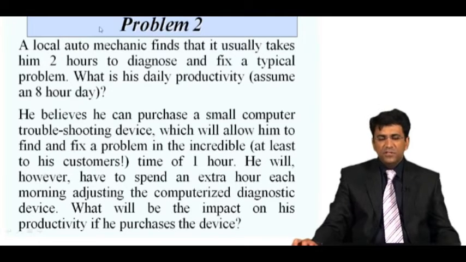This is another example, students. A local auto mechanic finds that it usually takes him 2 hours to diagnose and fix a typical problem. What is his daily productivity? Assume an 8-hour day. Now students, there are 8 hours available for a person, and he can solve a particular problem in 2 hours. So how many problems will he be able to solve in one day? That is 8 divided by 2, that is 4 problems per day. So this is actually his daily productivity.